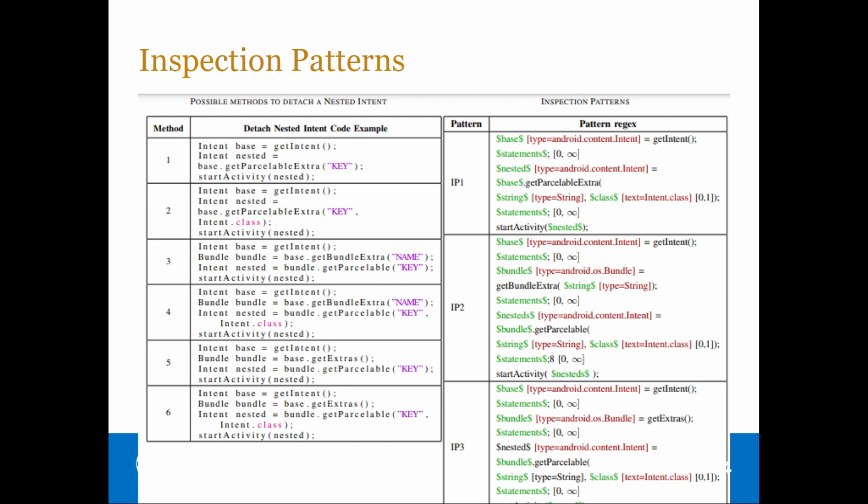As we can see, we have around 6 scenarios that can be used to attach or detach the nested intent from the service provider or provider Android application. And each pair of these scenarios, for example, the first and second method, are designed in the first inspection pattern. The third and fourth are designed for the second inspection pattern, and the fifth and sixth ones are handled by the third inspection pattern.